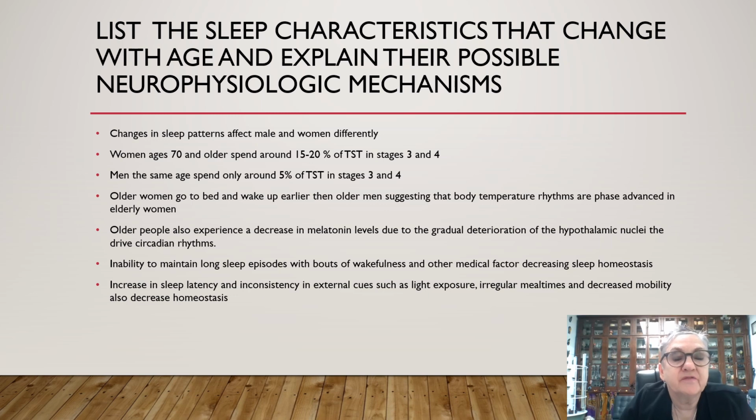Changes in sleep patterns affect both men and women differently. Women ages 70 and older spend around 15 to 20% of total sleep time in stages 3 and 4, while men at the same age spend only about 5%. Older women go to bed and wake up earlier than older men, suggesting that body temperature rhythms are phase advanced in elderly women. Older people also experience a decrease in melatonin levels due to the gradual deterioration of hypothalamic nuclei that drive the circadian rhythm.